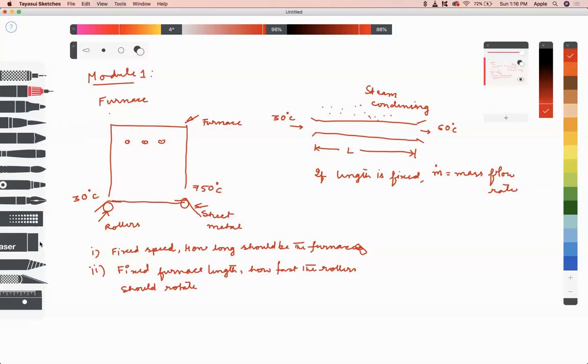So this is what it is like to study heat transfer, and this is the reason why we need to study heat transfer, because we get an idea about how to come up with the design specification of any thermodynamic system, which we have not done so far in our basic thermodynamics and applied thermodynamics.